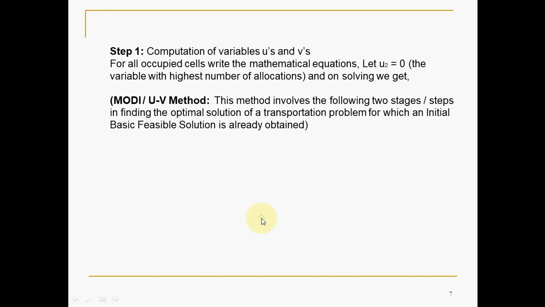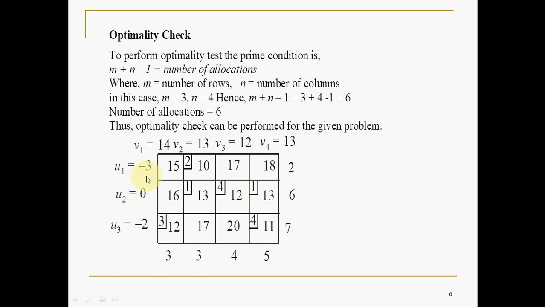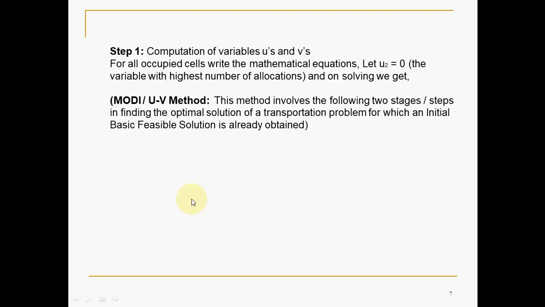For that, my suggestion is, for example, if you observe, this row is having 1 allocation, this row is having 3 allocations, this row 2, and even the columns have a maximum of 2 allocations. So this row is having more allocations. More means the number of allocations, 1, 2, 3 like that. Hence, if you set that variable as 0, your computation time will reduce. That is the reason why it is given like this for occupied cells: let u2 equal 0, the variable with the highest number of allocations.